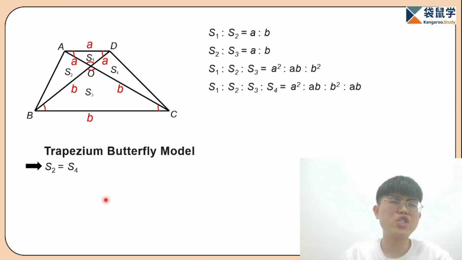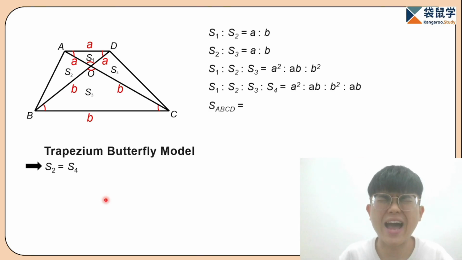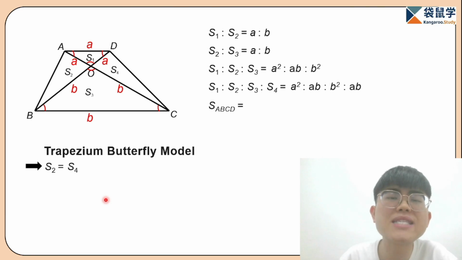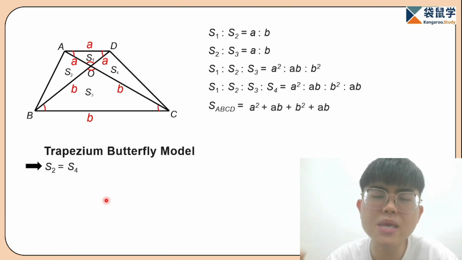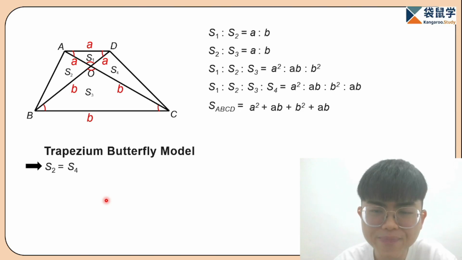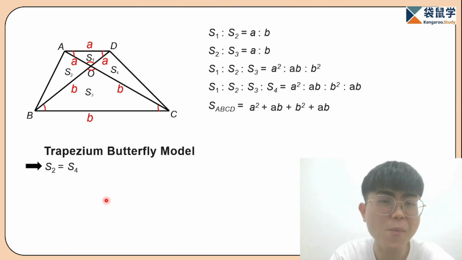Now, one last question. How about the area of the whole figure? What will be the ratio of it? We say that it will just be the summation of all four triangles. We will have A squared plus AB plus B squared plus another AB. It seems like a little bit complicated.